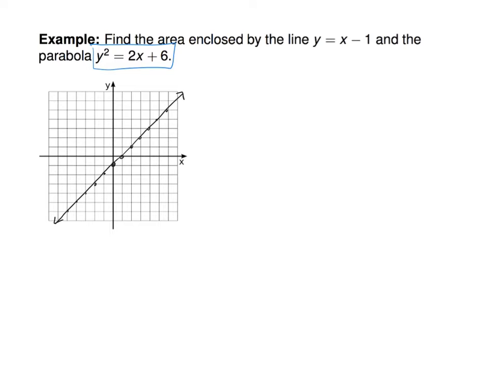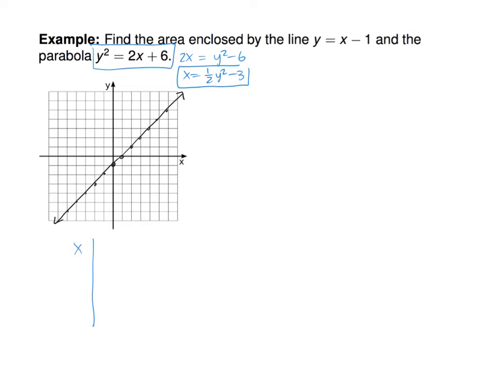Okay. How can you tell that that parabola is going to be sideways? It's y squared, yep. How about we solve it for x? Does that make sense? So 2x will equal y squared minus 6, right? Does that make sense? So x is equal to half y squared minus 3.